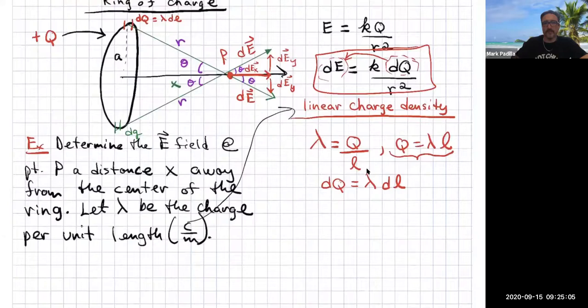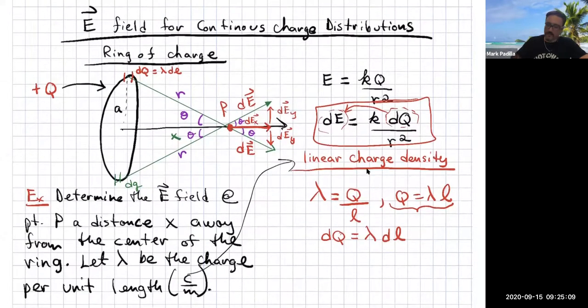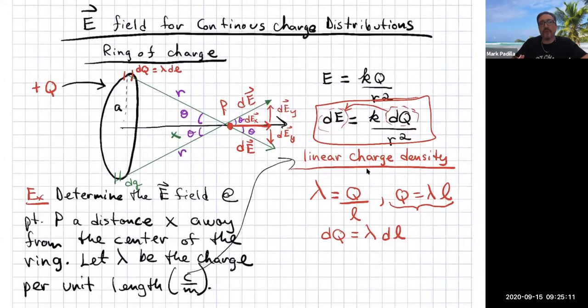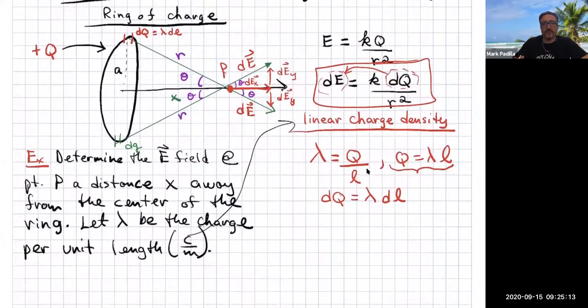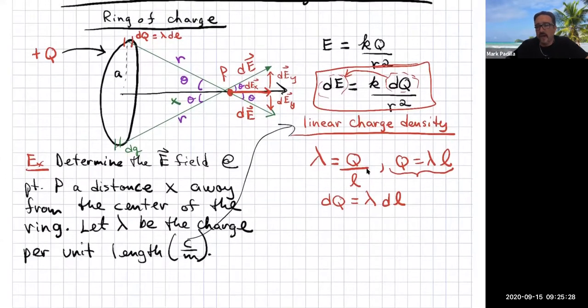All right, so let's attempt to do our first problem. Determine the E field at point P, a distance x away from the center of the ring. Let lambda be the charge per unit length. You would want to draw a diagram like this first to get everything in your head correct. So this would be a ring of charge.